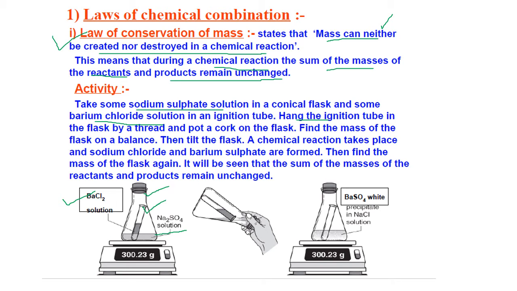The ignition tube was hung in the flask by a thread, and the flask was covered with a cork. Then we have to find out the mass. What was the mass of these two, the sodium sulfate solution as well as the barium chloride? So what it came was 300.23 gram. So the first initial measurement was 300.23 gram.